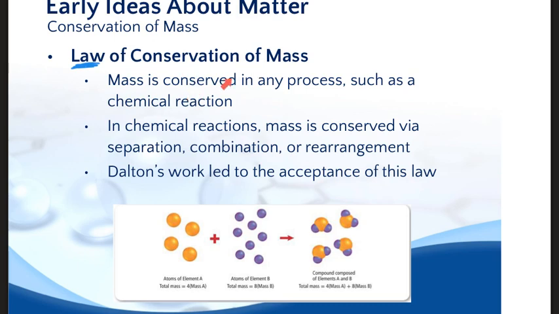Okay, so mass is not changed. So in chemical reactions, it means that mass is conserved by either separation, combination, or rearrangement. Atoms have to go somewhere. We can't just create or destroy them. They have to come from something, they have to go to something.